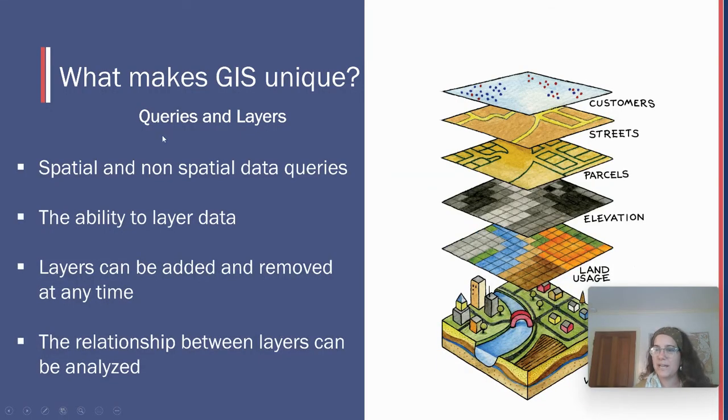Now, what makes GIS so unique? You might think to yourself, this is pretty basic. Why wasn't this ever done before? So, queries are questions and layers. So, you can click on and off these layers as you choose. As you just saw in the previous examples, we can click on and click off any of those attribute tables that we want to. Layers can be added and removed at any time, and the relationship between these layers can be analyzed.